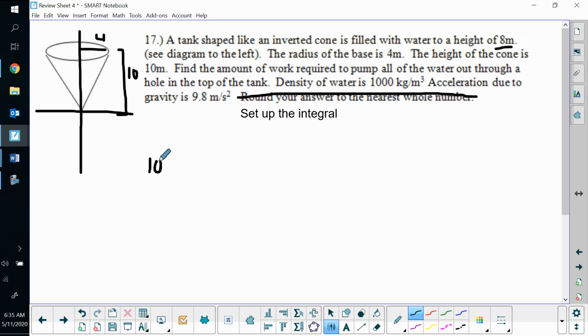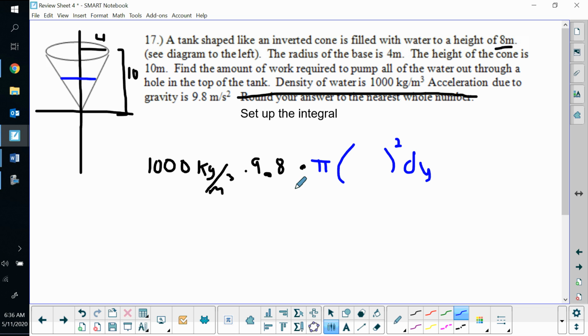Density of the water is 1,000 kilograms per meter cubed. Acceleration due to gravity is 9.8 meters per second squared. So if you are in metric, which this is, you just have to multiply that by that 9.8. Okay, if we're in pounds, we don't have to worry about that. So we got that 1,000 times 9.8. Now we got to do times the volume of a slice. Well, our slices here are all going to be circles. So we got pi times some radius squared, and then dy is our thickness that turns it into a volume.